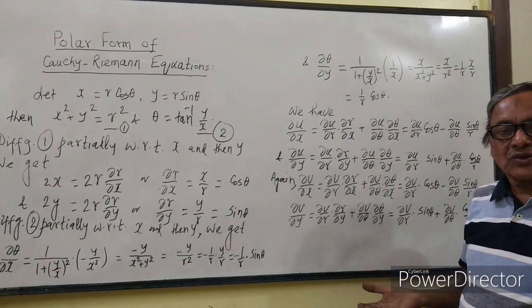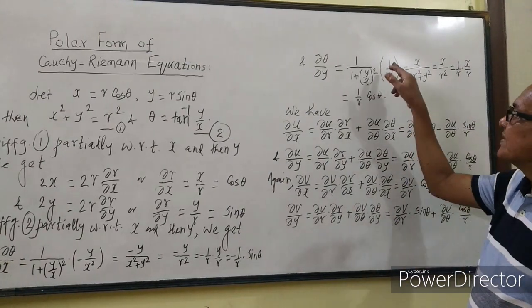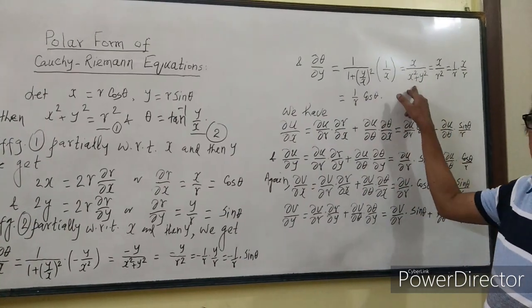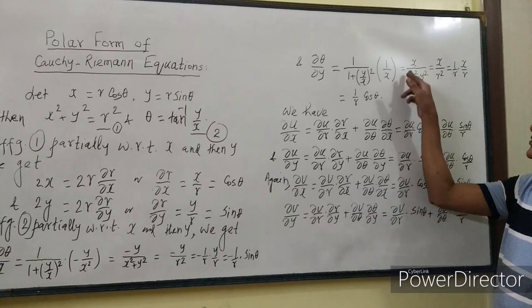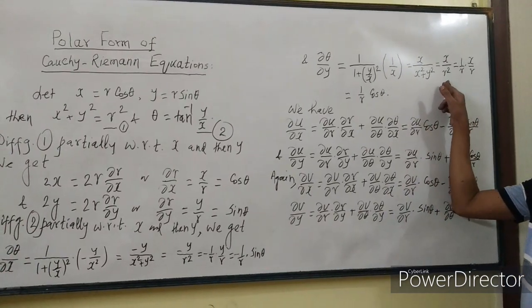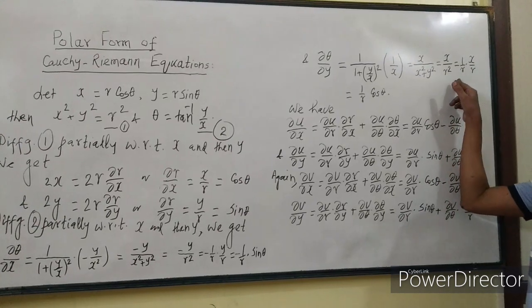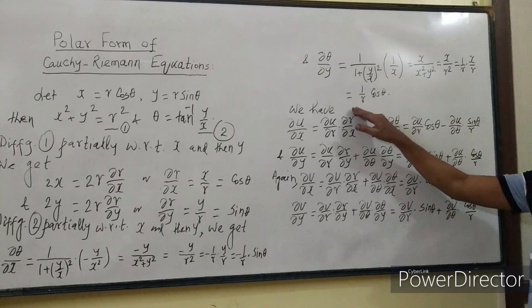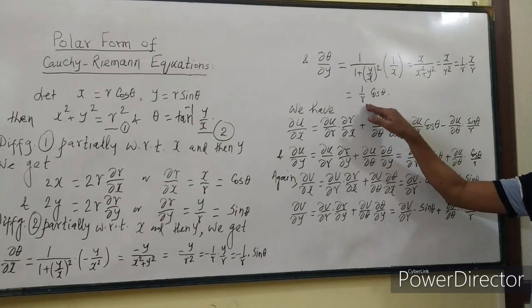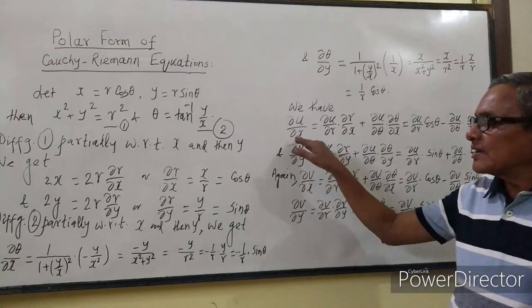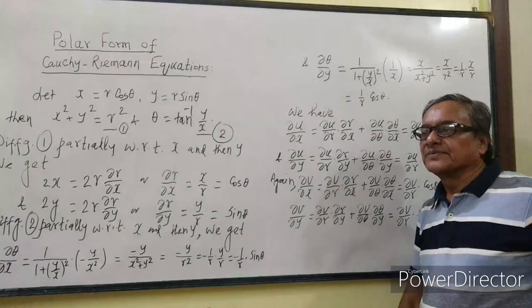Here x is constant and differentiation of y with respect to y is 1. On simplification we get it is equal to x upon x square plus y square. That is equal to x upon r square. We split it in the form 1 upon r into x upon r, and this is equal to 1 upon r cos theta.